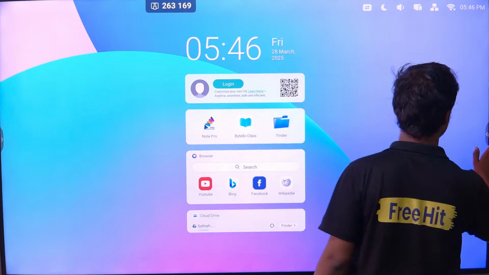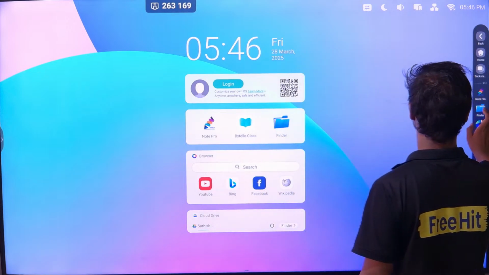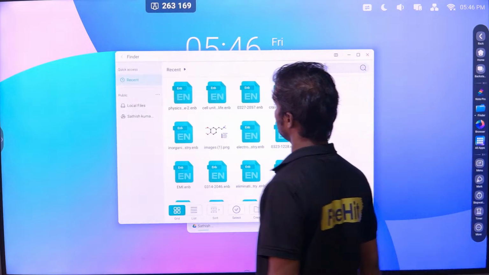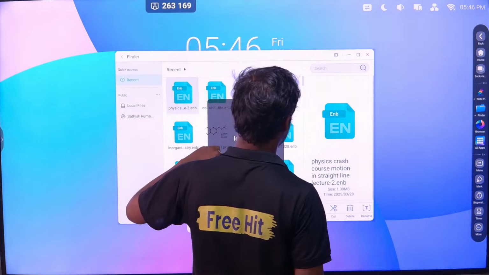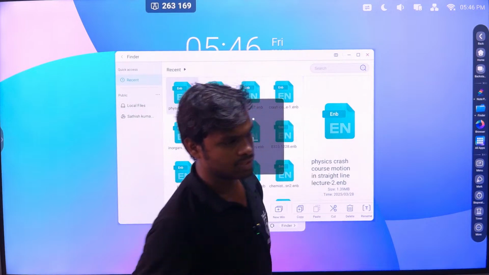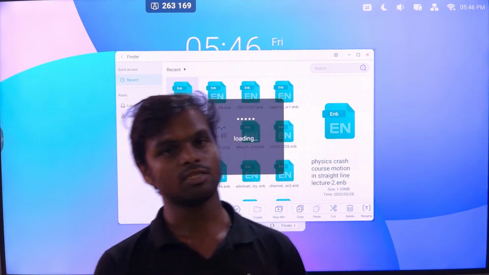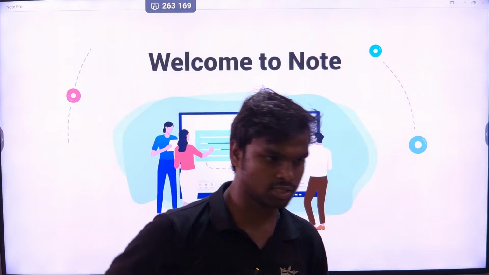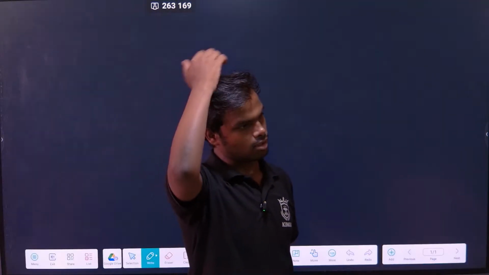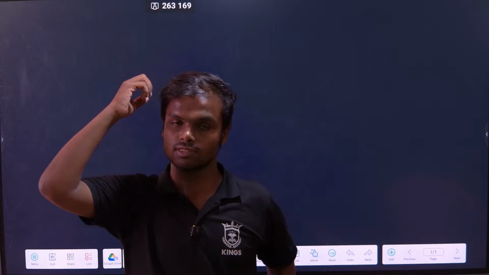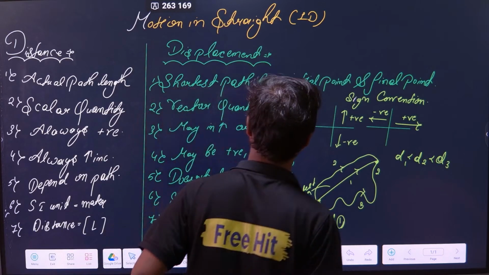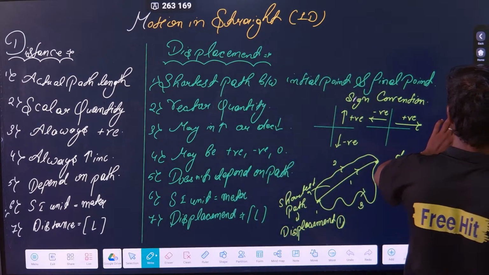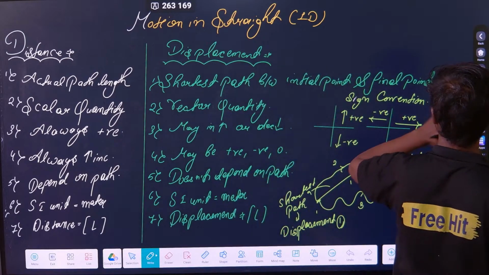So yeah, in the morning session, if you remember, we have seen a very important thing, that is motion in a straight line. We have seen the different terminologies, and we have seen some basic formulas also.